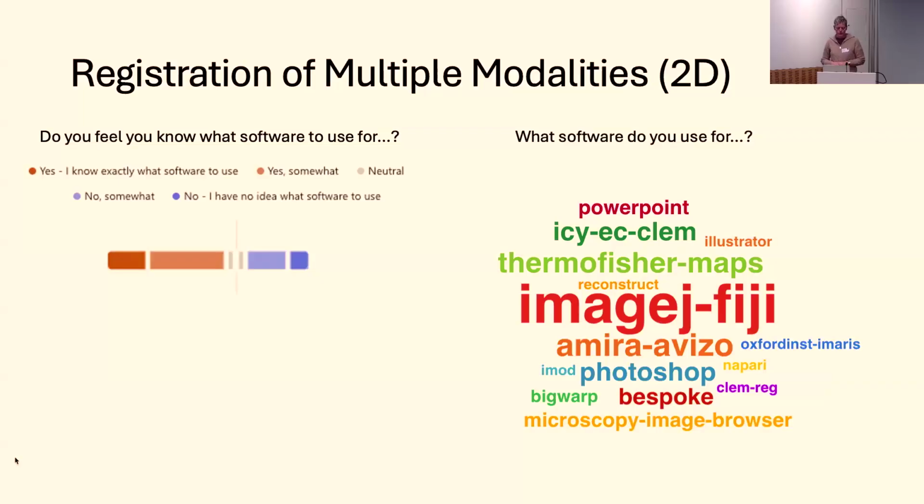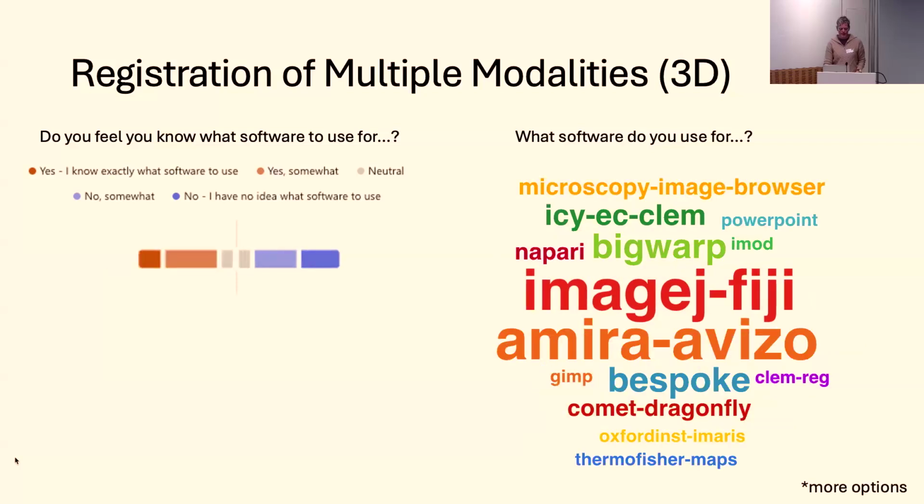Okay, and that follows through into registration of multiple modalities in both 2D and 3D, although once we start to get into 3D, this is where things start to change and we start to move a little bit away from ImageJ Fiji and more into things like Amira Aviso or Napari. You start to see BigWarp a bit more in this circumstance.